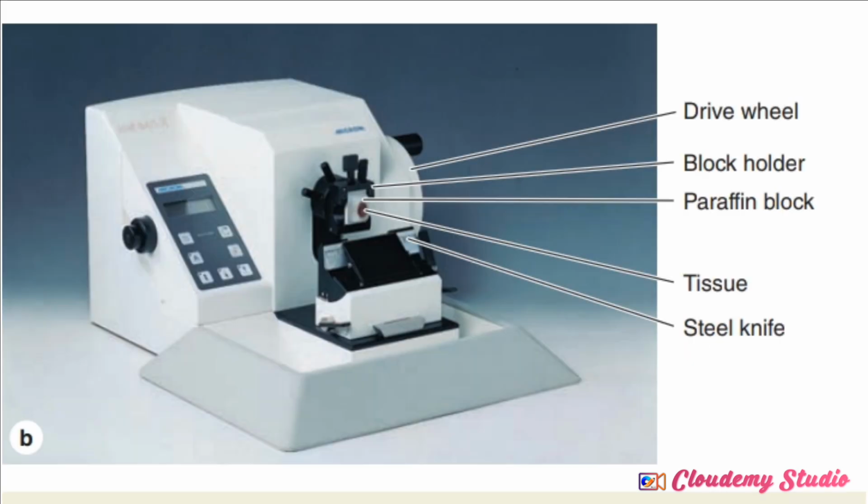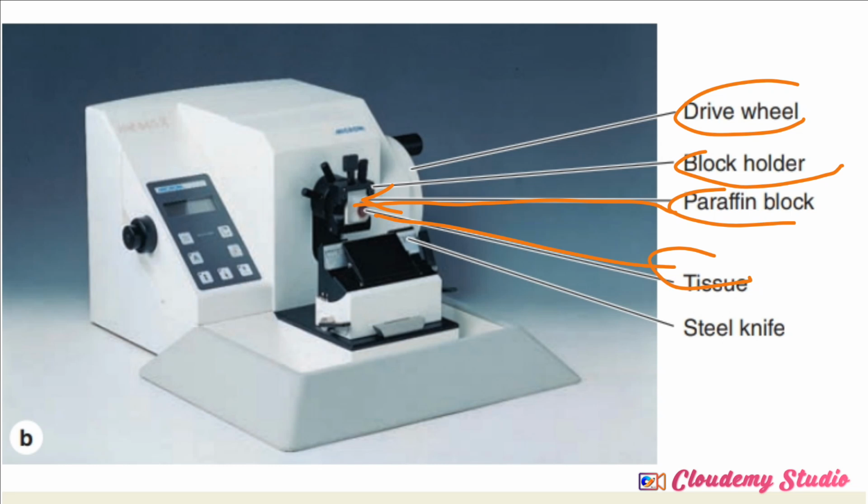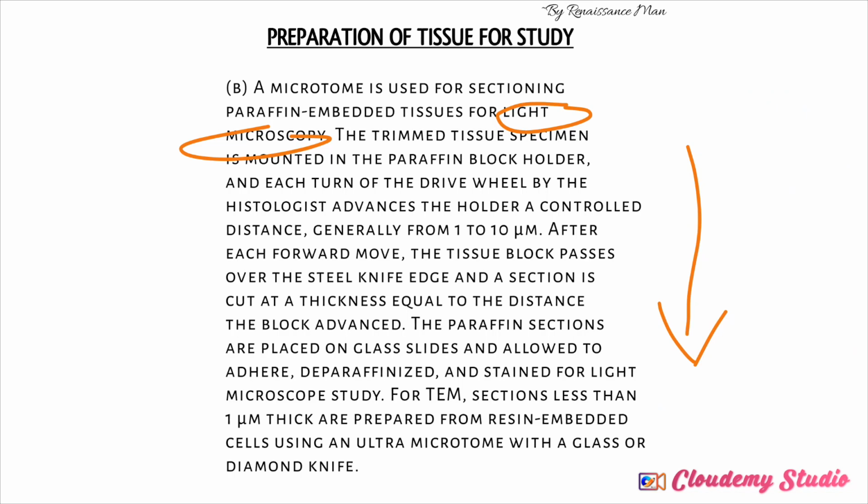So this is a microtome. Look at it. This is a drive wheel. This is the block holder. This is the paraffin block that we place under the microtome. Now this is the tissue that is sectioned out. And this is the steel knife that is going to cut the tissue out. So this is a microtome, and the mechanism of its running is here.